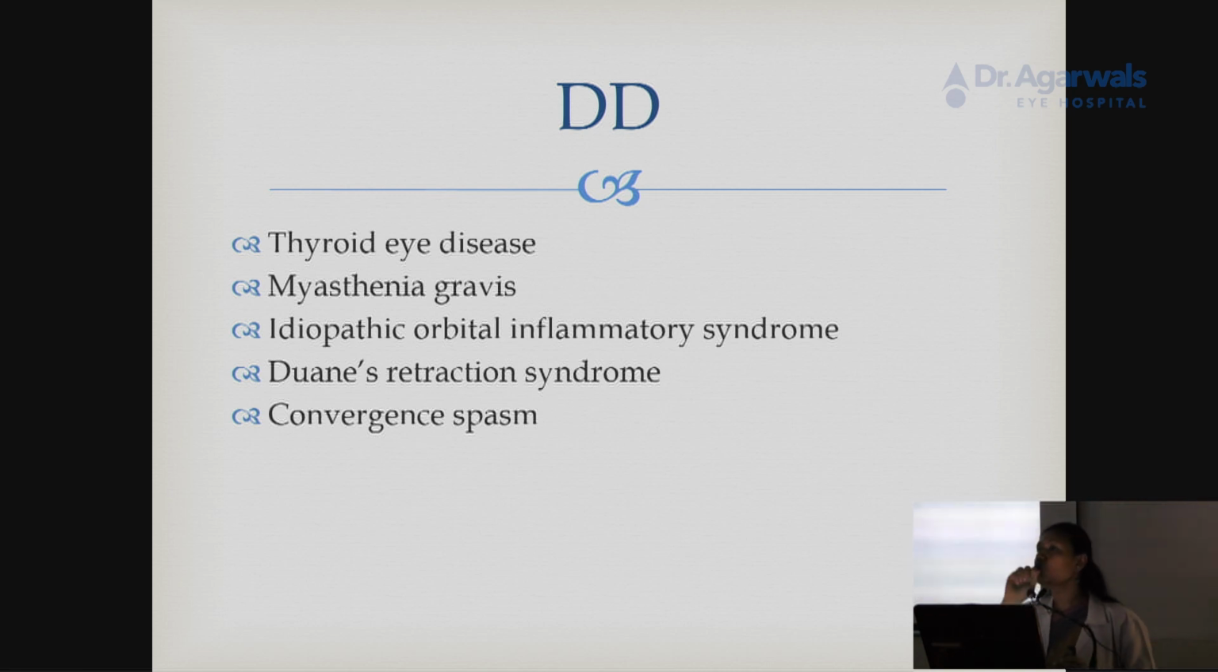So obviously when you look for the extraocular movements, always look at the narrowing of the palpebral fissure, which can be easily missed. So Duane's retraction syndrome should be thought of as a differential diagnosis in the case of a sixth nerve palsy, and convergent spasm.